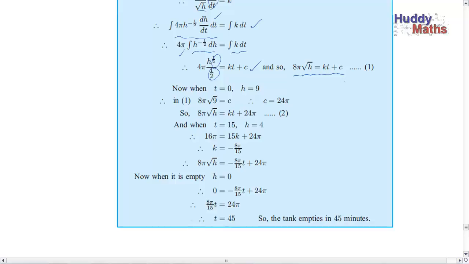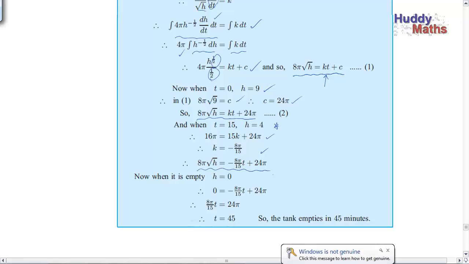Okay, so here, subbing in, we can use the fact that at the original time h is 9, so we can get c value, because t is 0, this term disappears, and so we've got c is 24 pi, and so putting that back in our equation, we've got that one, but now we need the other condition. We were given two conditions up there, so 16 pi is this, and k is neg 8 pi on 15.